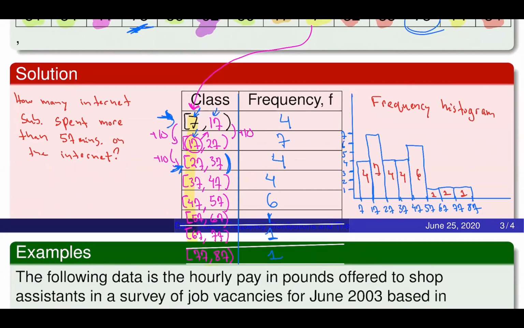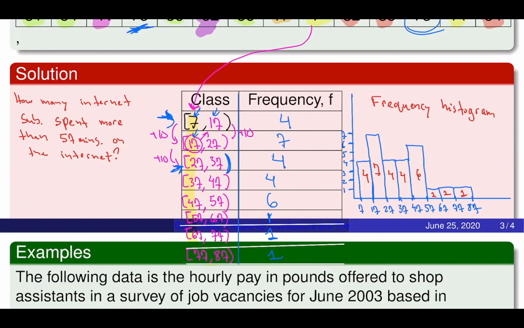1. So only one though? Remember, we want more than 57 minutes. I think 3. Yeah, you want to say 3 because more than 57 minutes means all of these 3 people right here. So it should be 3.